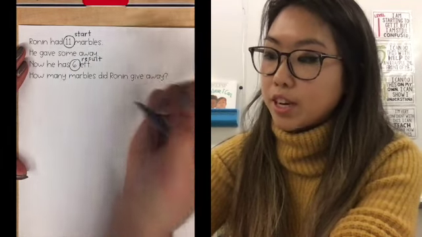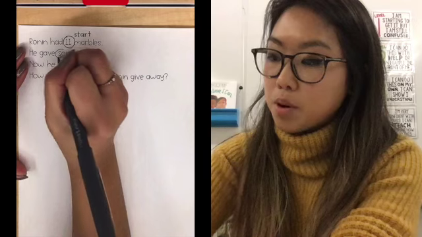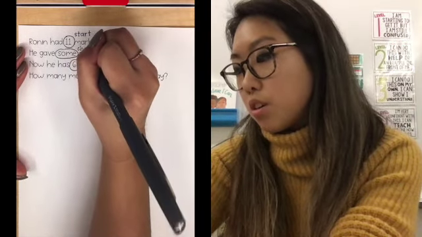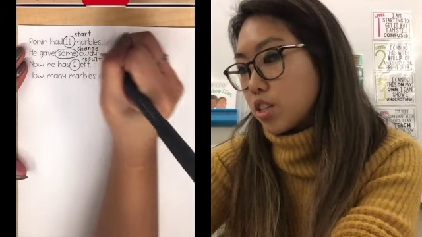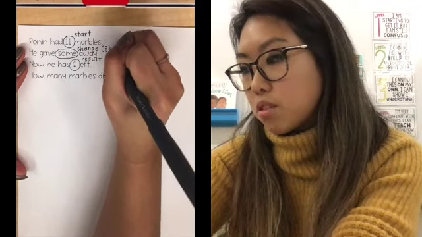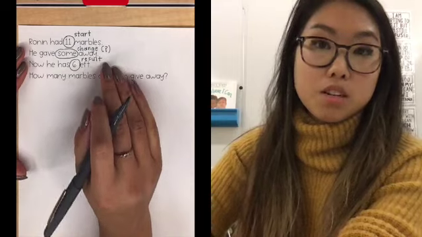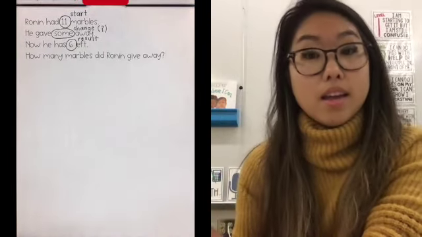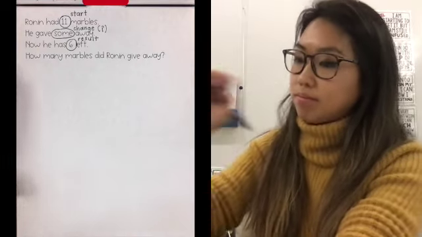But I know I also had a change. Oh, because he gave some away, which means I don't know the sum, but I do know that this is change. So that's my unknown. Notice I'm putting a question mark to mark that it's my unknown. So now I can draw a picture.